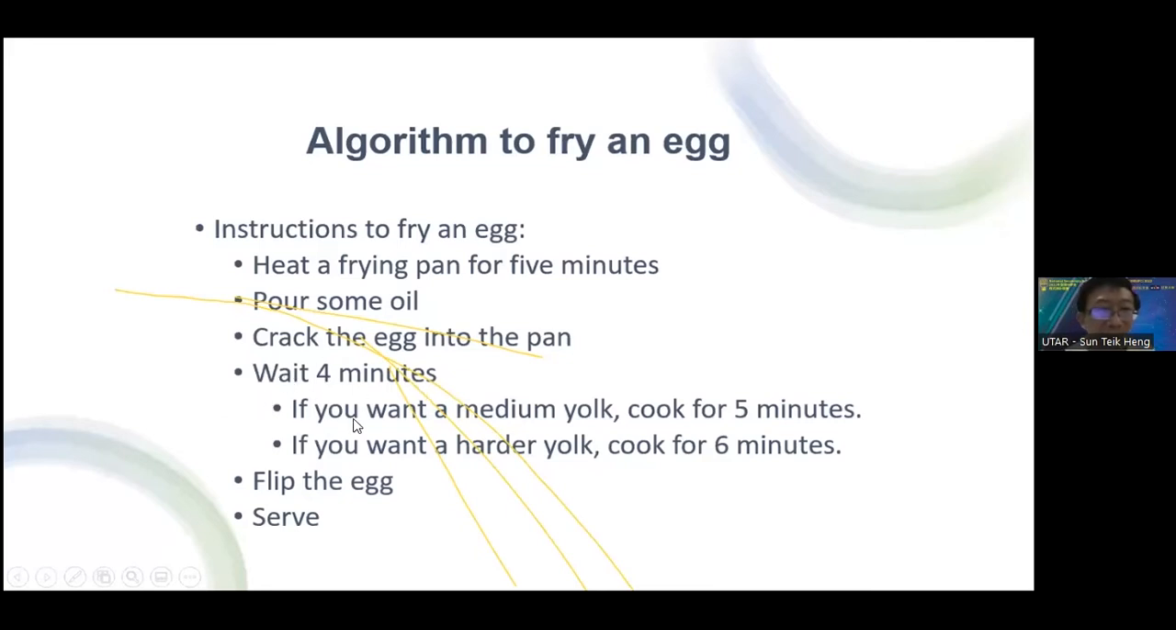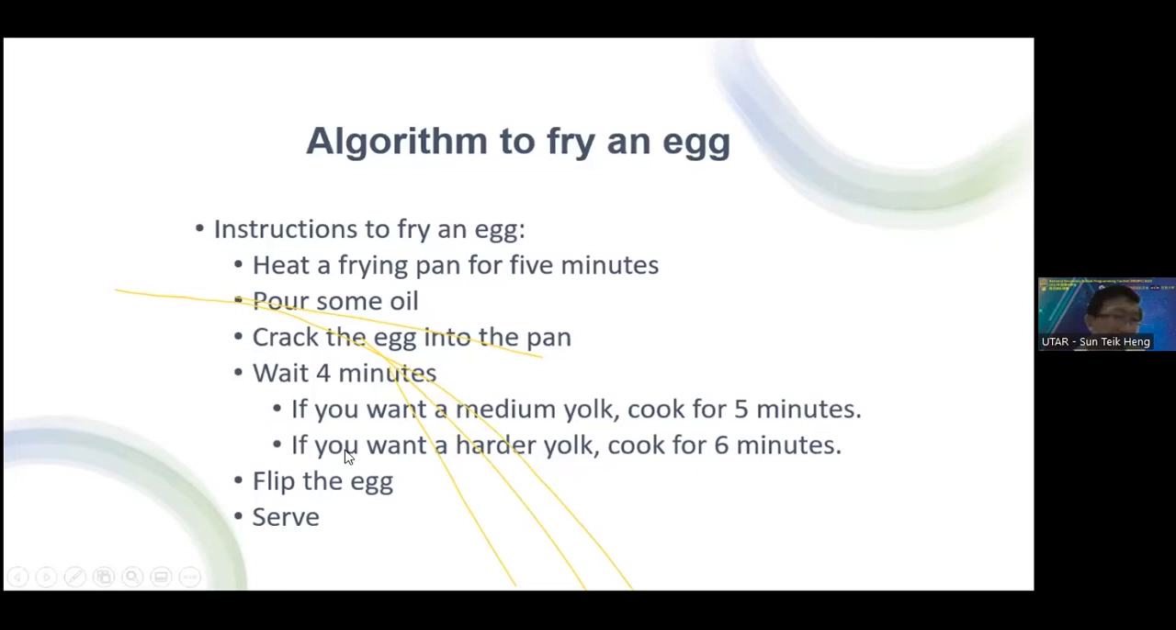In this step here, you start to think whether you want to have a medium yolk or you want to have a harder yolk. So you need to make a decision, right? You need to make a decision here. If your decision is to have a medium yolk, then you'll proceed to cook the egg for 5 minutes. But otherwise, if you decided to have a harder yolk, then you'll cook it for 6 minutes.